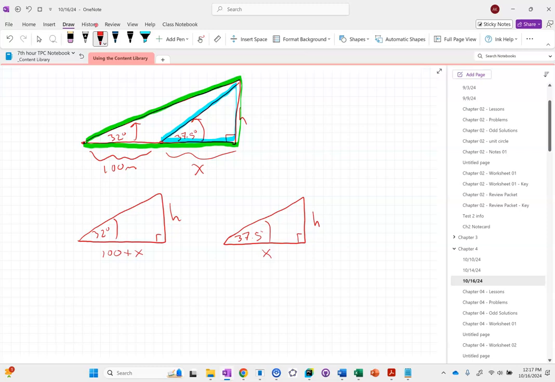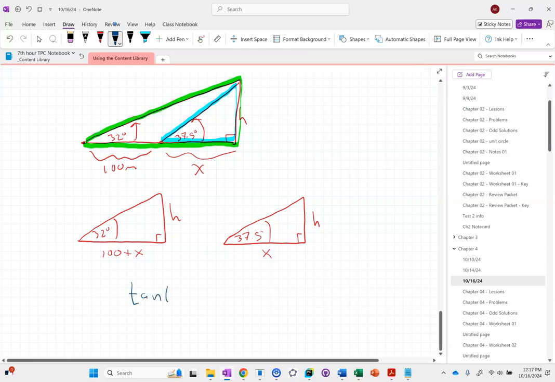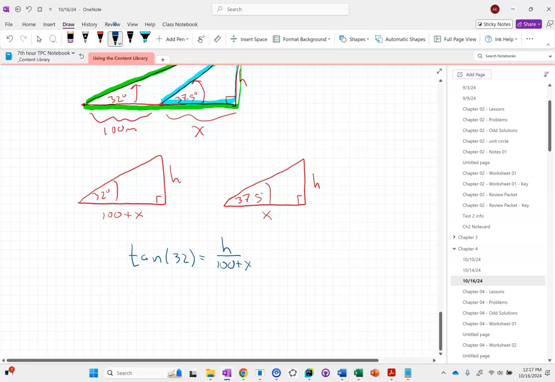Each triangle has two variables in it, right? Guess what we're going to do to solve this? We're going to write a system of two equations. So using the first triangle, I can say that tan 32 is equal to opposite over adjacent. Using the second triangle, I can do tan 37.5 equals opposite over adjacent. And that'll form my system of two equations.